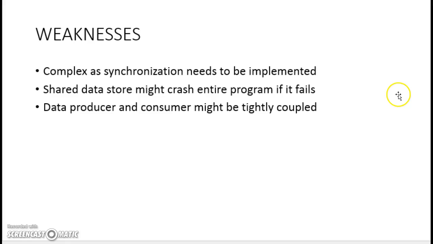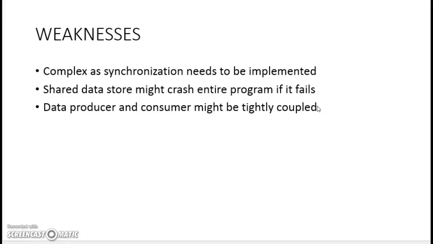Next, the shared data store might crash the entire program if it fails. What this means is that since everything is in the shared data, it can lead to a single point of failure. What if the data was separated to each application? Say one piece of data for some reason crashes or is inaccessible, all the other components can still function because they have their own data repositories. However, if we share data between all components and the data is corrupted, every single component will not be able to function since it has lost all of its data. So this is one of the problems here, a single point of failure.